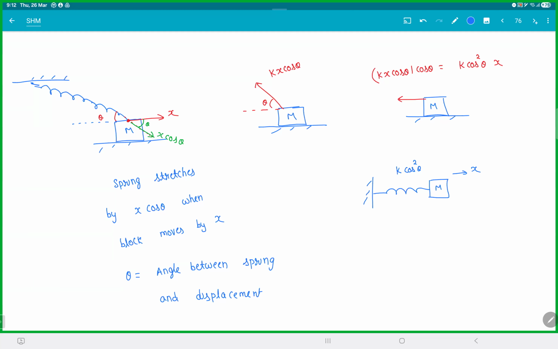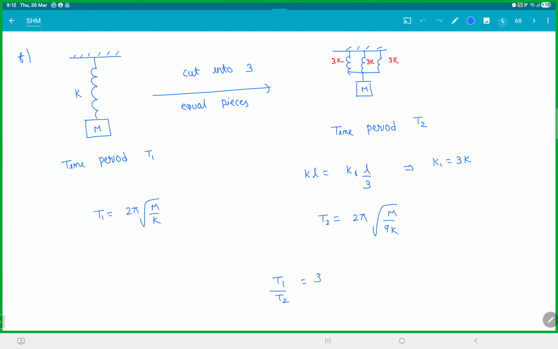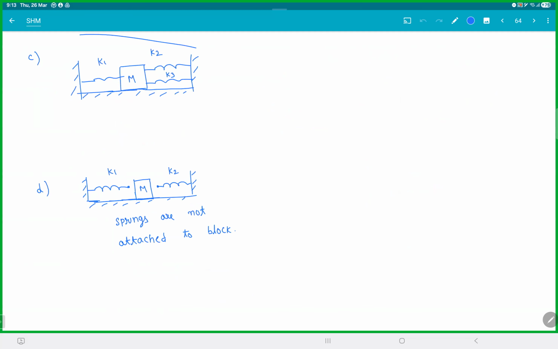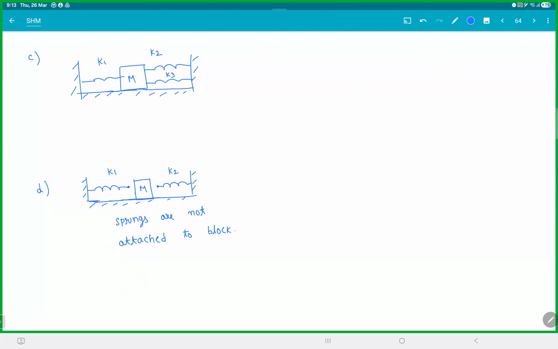And now, when you see this question, it becomes easy to handle. You can just replace the two angled springs with two vertical springs like this, and one spring like this. So this spring is k cos square theta, this spring is k cos square theta, and this spring is k. And this problem looks like this one, isn't it? Doesn't it look like this problem here? The C problem, 14C.